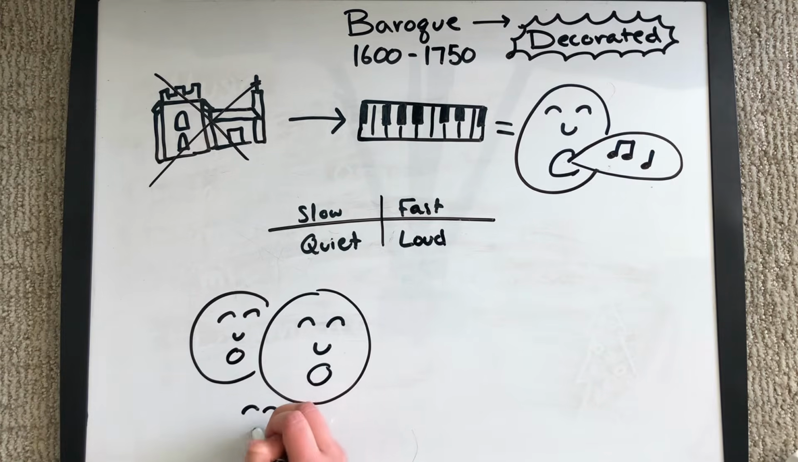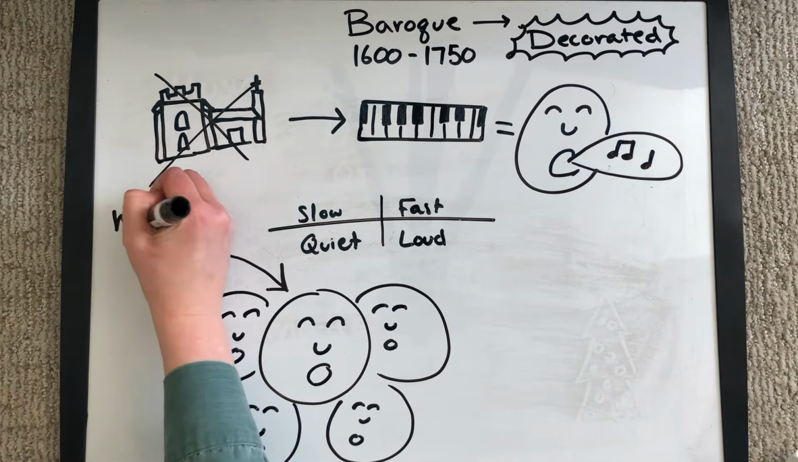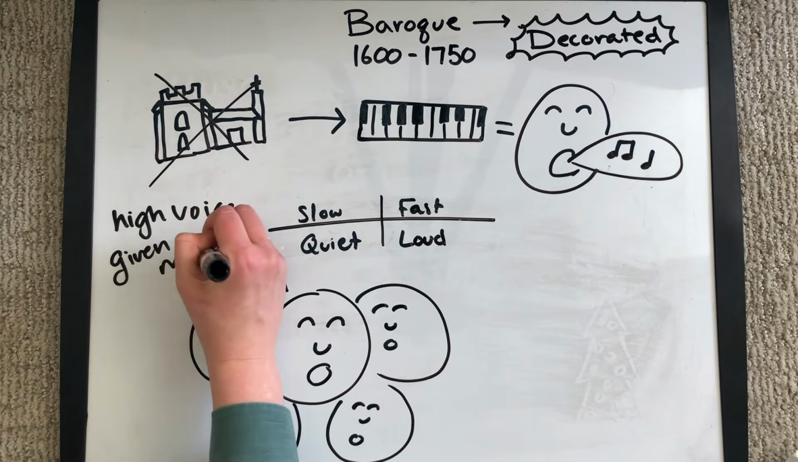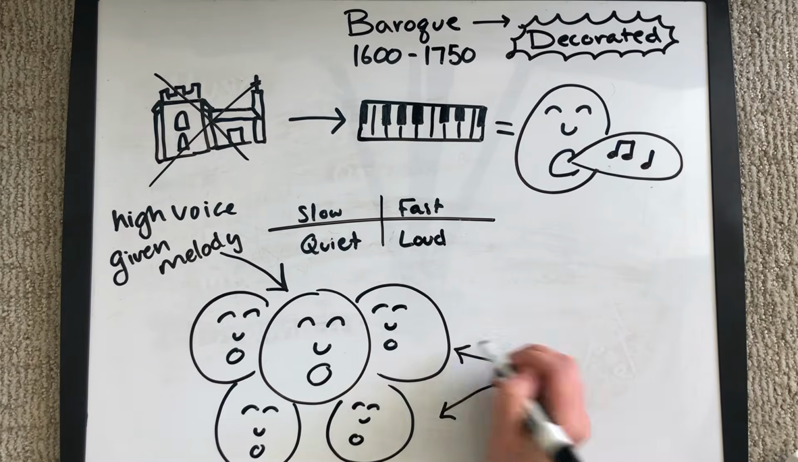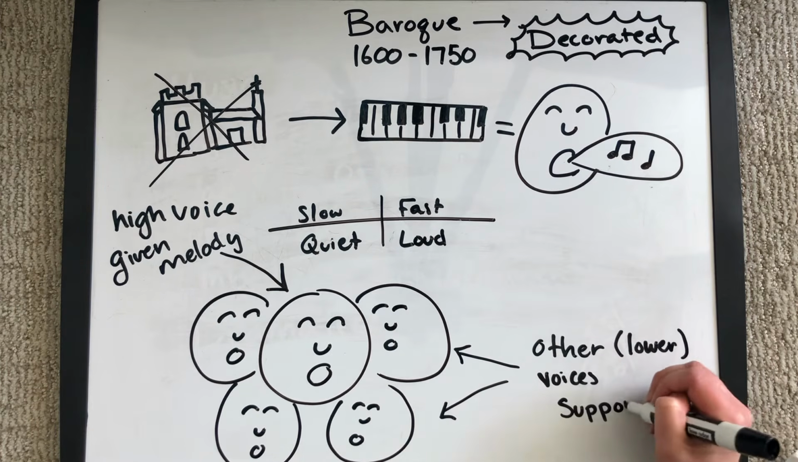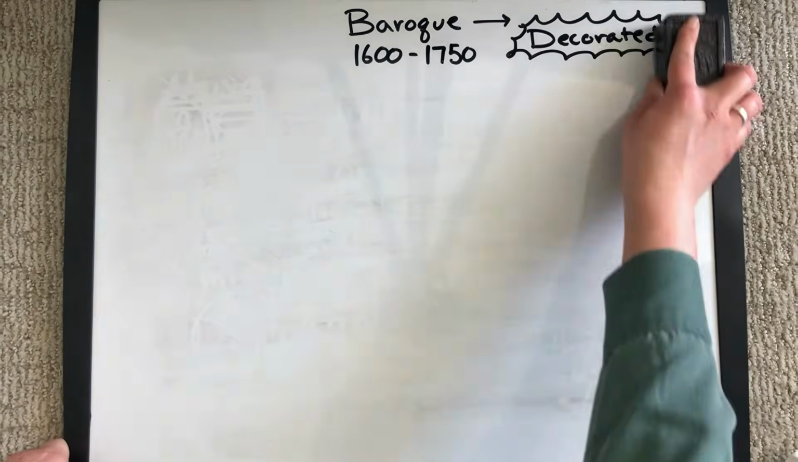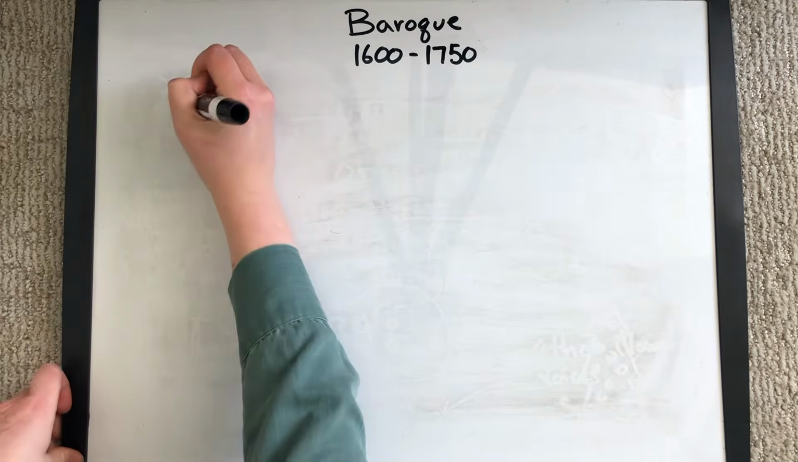Now, in Medieval and Renaissance music, all of the voices were equal, but composers in the Baroque era started giving the melody to the higher voice or the soprano, and the other, usually lower voices, would support and complement the melody in the soprano. The Baroque era also gave way to some very exciting new forms of music.